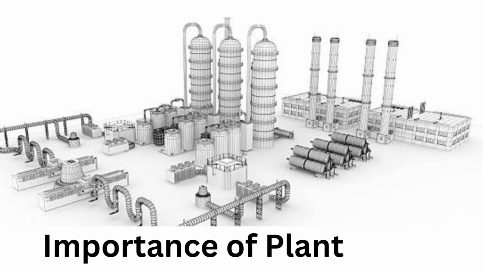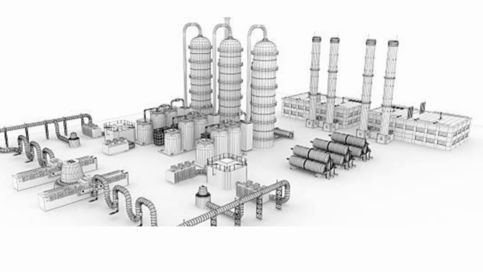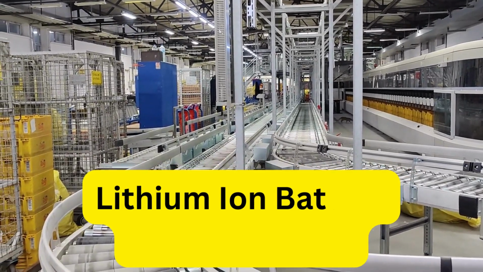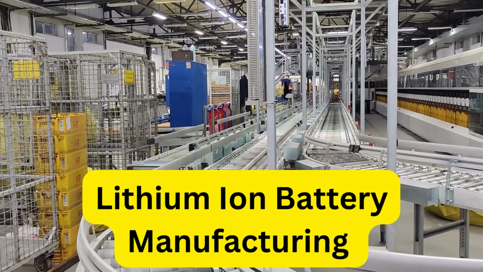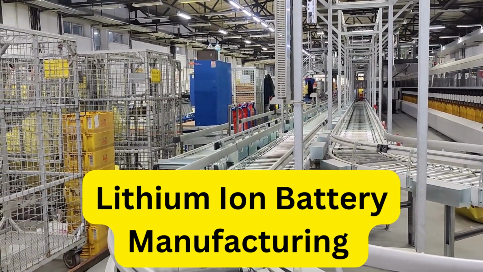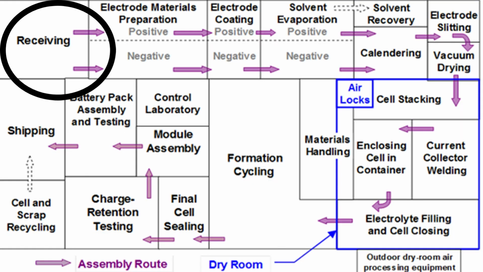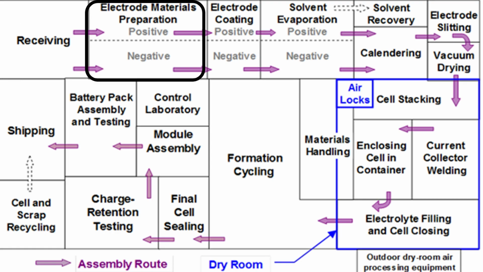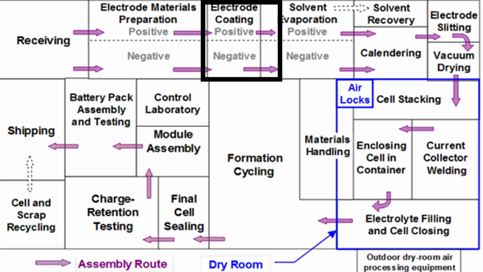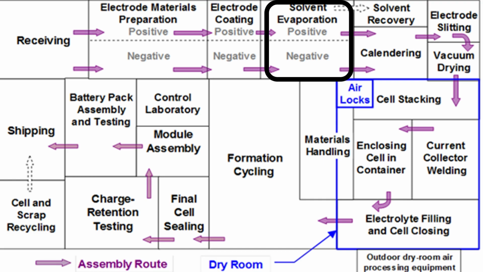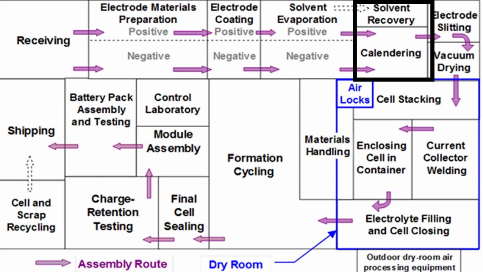Let's quickly discuss the importance of plant layout with an example. Let's take the example of a block diagram of a lithium-ion battery manufacturing plant schematic diagram. You can refer, the material is first received at the store. Further, the electrode material preparation unit is just beside the store room for easy and less movement. Further coating of electrode is done and the unit for the same is very nearby. Next process is solvent evaporation. Once the solvent is evaporated, the solvent recovery unit is also nearby.